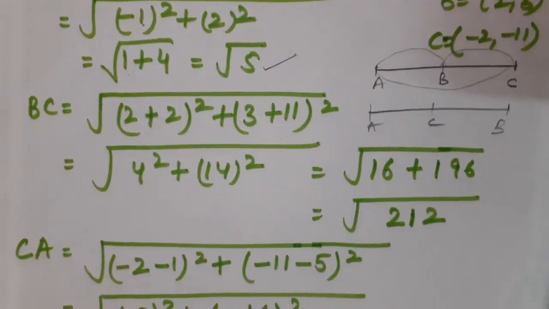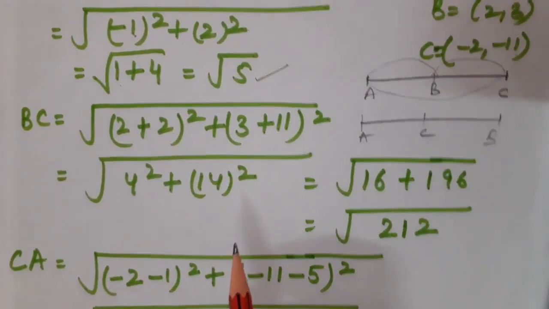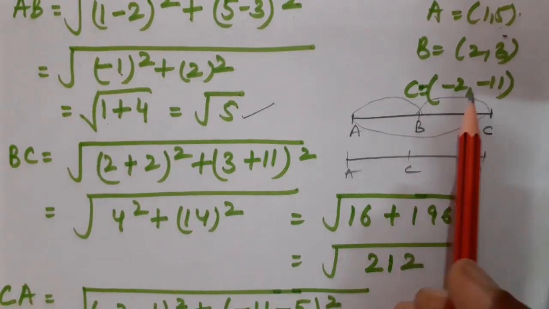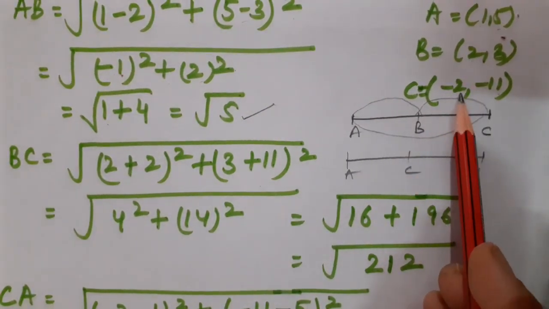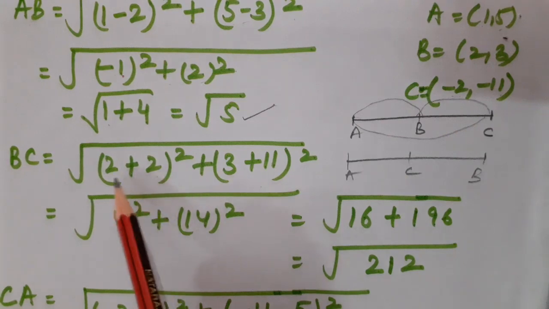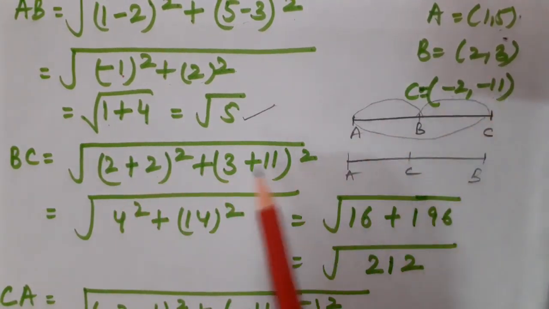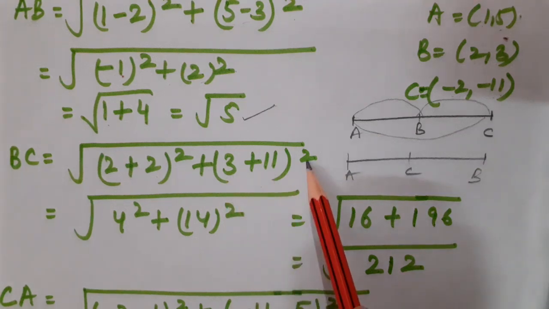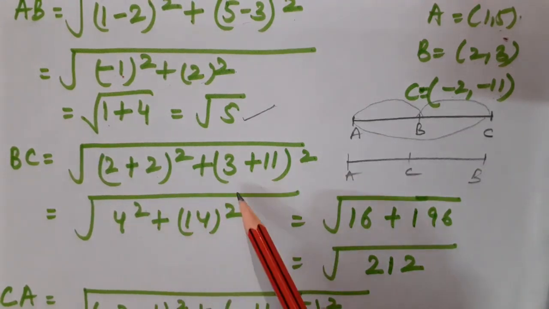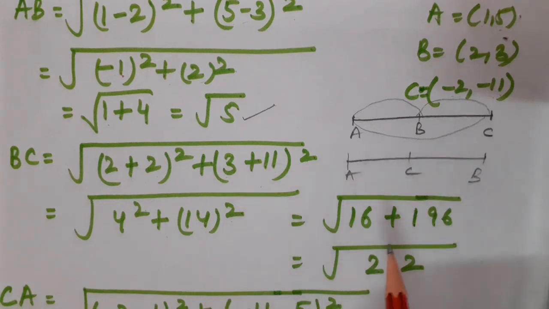Fine. Now let us calculate BC. Here you will be having the coordinates. So this is 2 minus of minus 2, that will become plus 2. So 2 plus 2 whole square plus 3 minus of minus 11, this is 3 plus 11 whole square. Fine. So 4 square plus 14 square, that is 16 plus 14 square is 196, and its whole under root. So I will be getting 212.